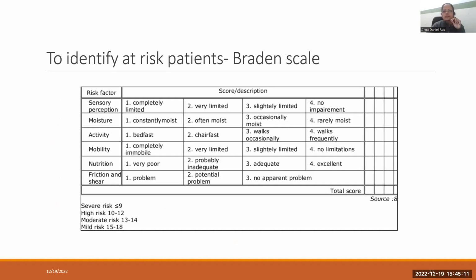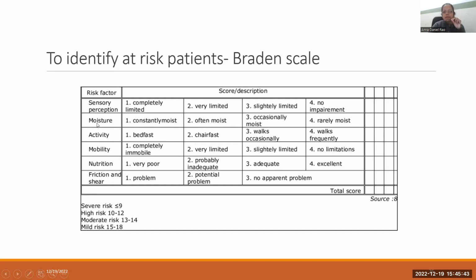We can always use this Braden scale also to identify the patients who are at risk of developing bed sore. So here all the parameters you can see: sensory perception, whether it is completely limited, very limited, slightly limited, or no impairment. Right? Accordingly, you have to place the number here. So say for example, slightly limited, then you place 3 over here in the box.